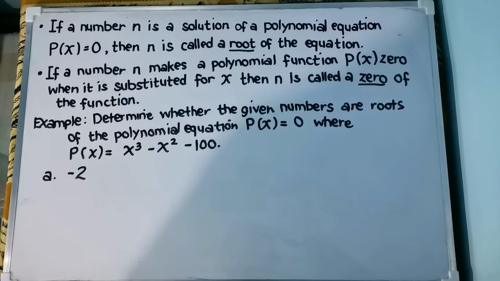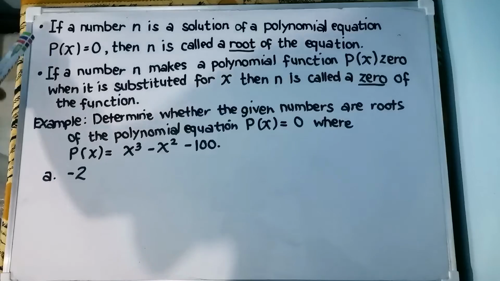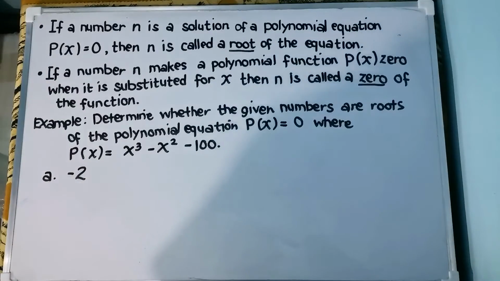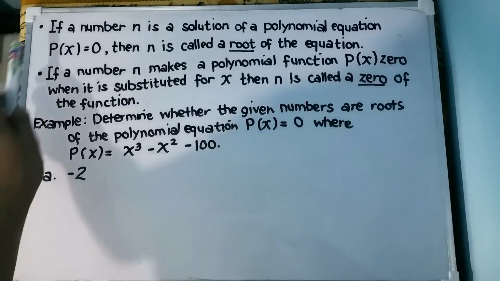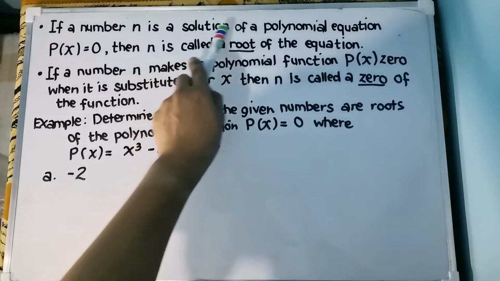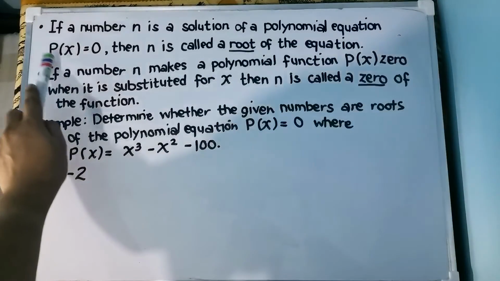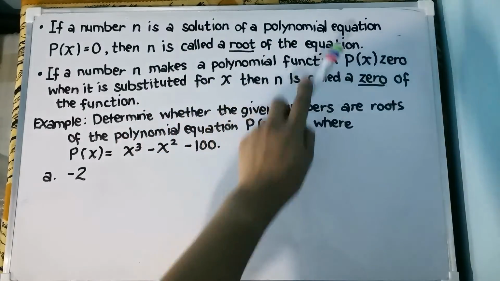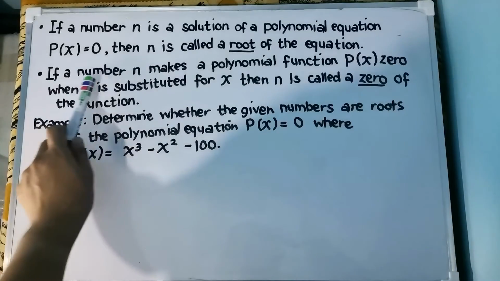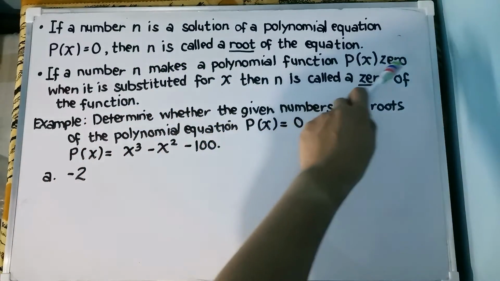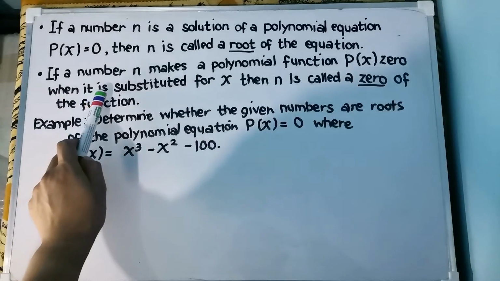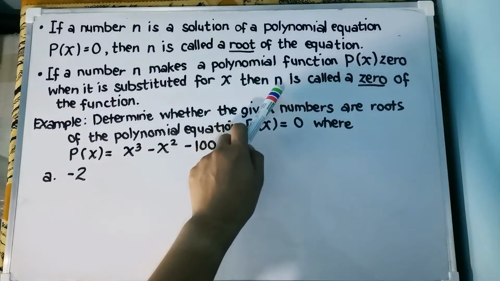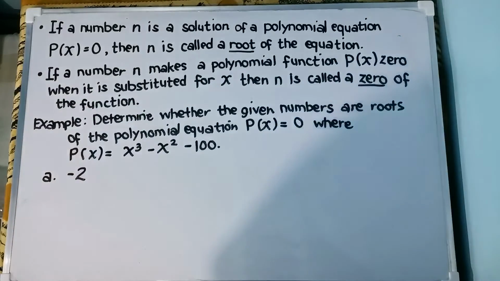So for today's video lesson, I will be discussing the root of a polynomial equation and the zero of a polynomial function. So I have here two mathematical concepts that we need to understand. The first one is if a number n is a solution of a polynomial equation, p of x equals 0, then n is called a root of the equation. While if a number n makes a polynomial function p of x 0 when it is substituted for x, then n is called a 0 of the function.